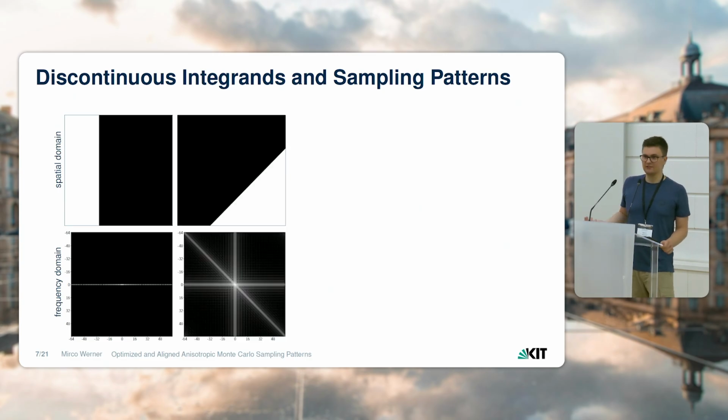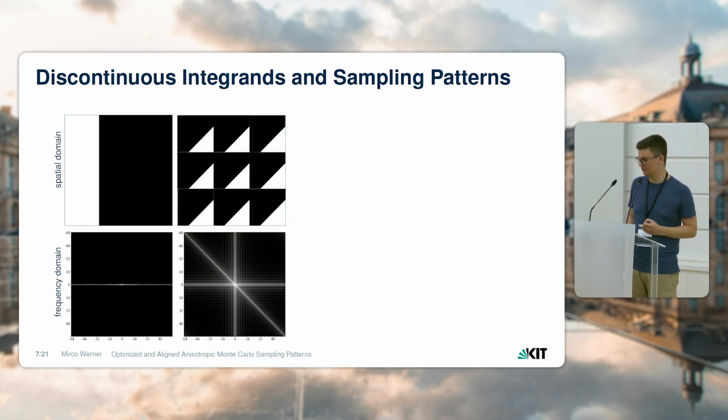Now, for a diagonal discontinuity, you may think that you only get high energies along this diagonal, but in fact, due to this finite integration domain and the toroidal behavior of the Fourier transformation, which we can think of as repeating this integrand over and over again, we can see that we also get discontinuities along the horizontal and vertical direction, and we need to have a sampling pattern which matches with all these 3 high energy directions in order to reduce variance.